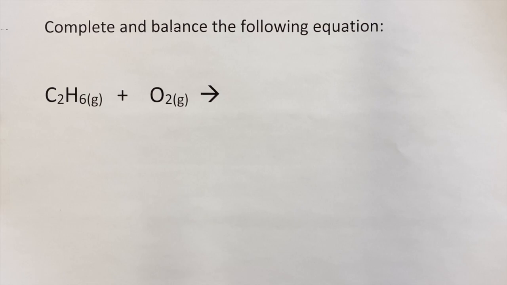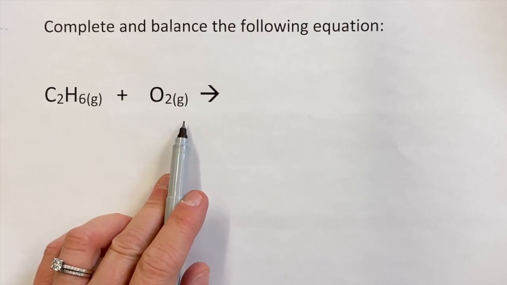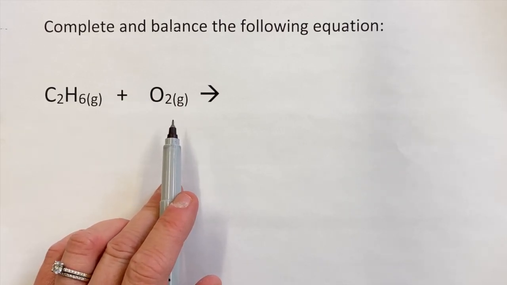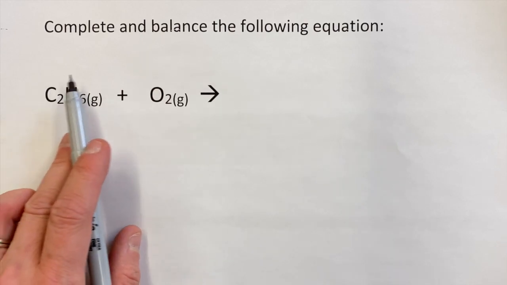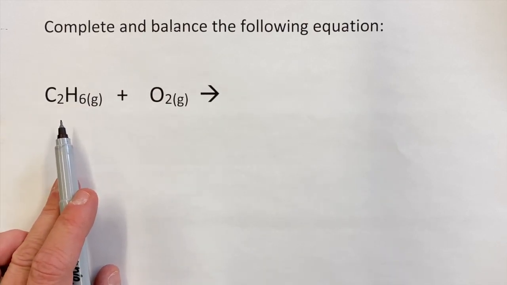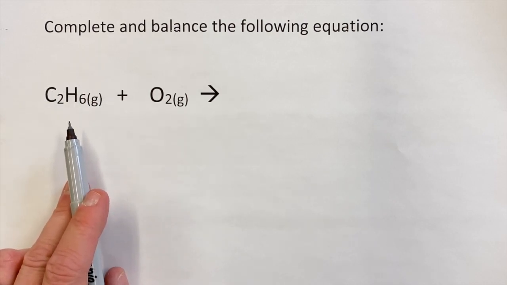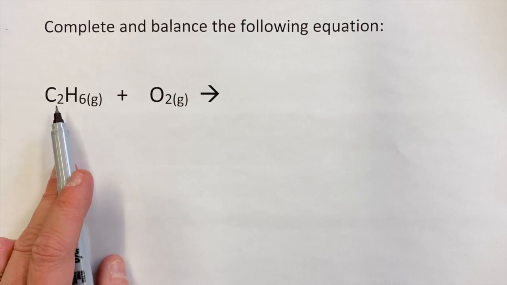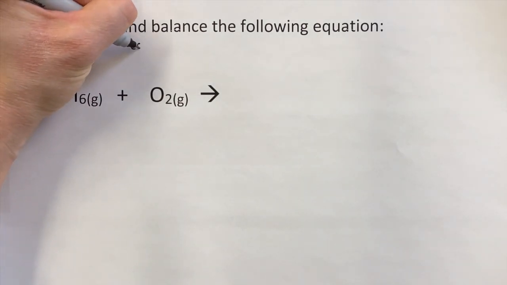This question asks us to complete and balance the following equation. As soon as I see oxygen as a reactant, I want to check to see if this is going to be a formation reaction or combustion. If this reactant was an element, then we might call it formation or combustion, but because this reactant is a compound, and because it contains carbon and hydrogen, those are good clues that this is a combustion reaction.